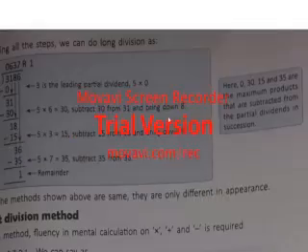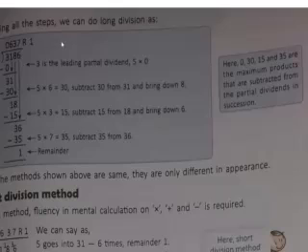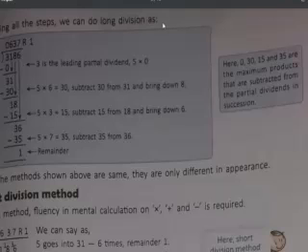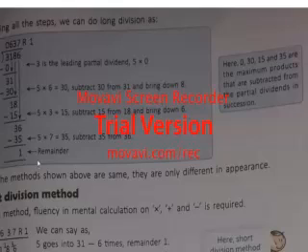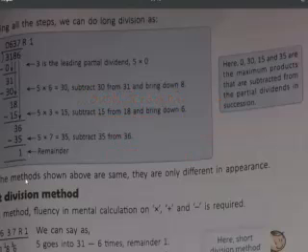Now if you see over here, comparing all the steps, can we do it as long division? Of course it can be done. Both the methods shown above are the same, they only differ in appearance. Here we used to write 4 0, but here only a single 0, because 0 means 0 either way, and if a single 0 is there, then its value is 0 itself. So both are nearly the same.